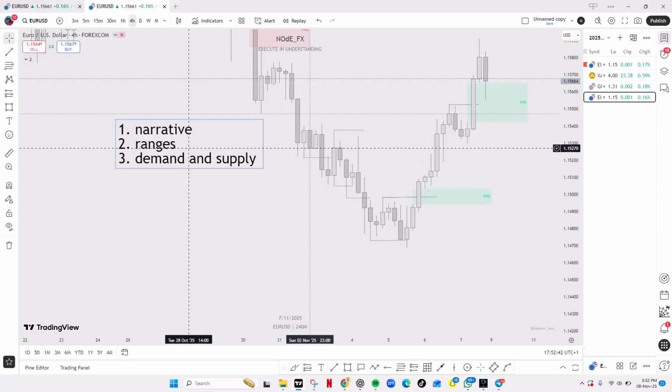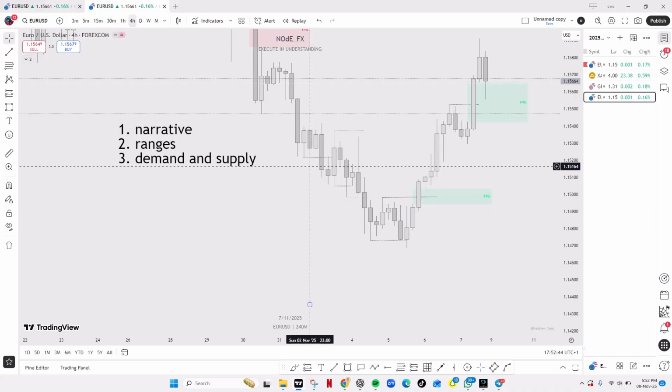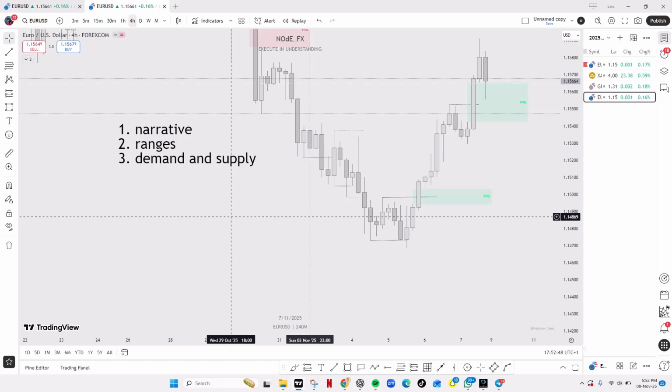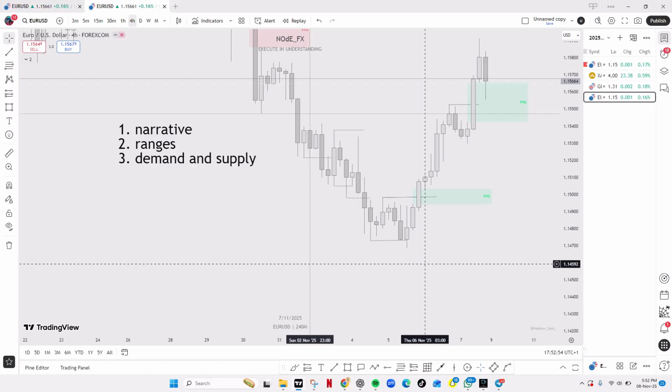The narrative comes from how you look at one candle's reaction to another candle. That's how you get your narrative. The range is from the high of the candle to the low of the candle. That's where you get your range. Demand and supply is basically the last place price was bought before the major selling. That's where you get your supply. The last candle that has the sellers before the buyers came in, that's where you have your demand. I hope you understand this.